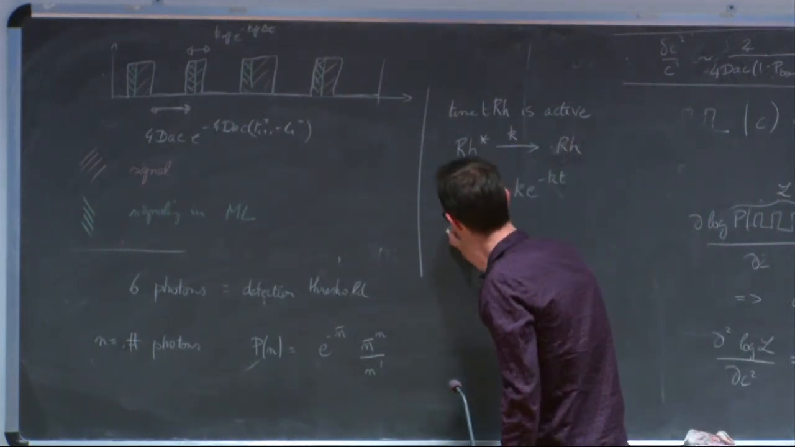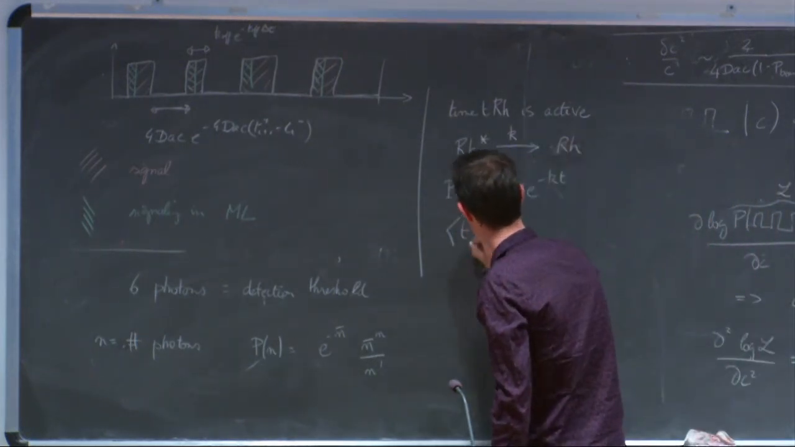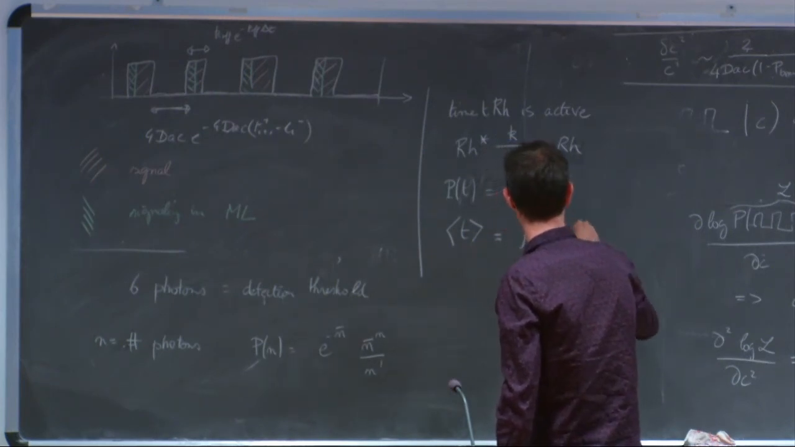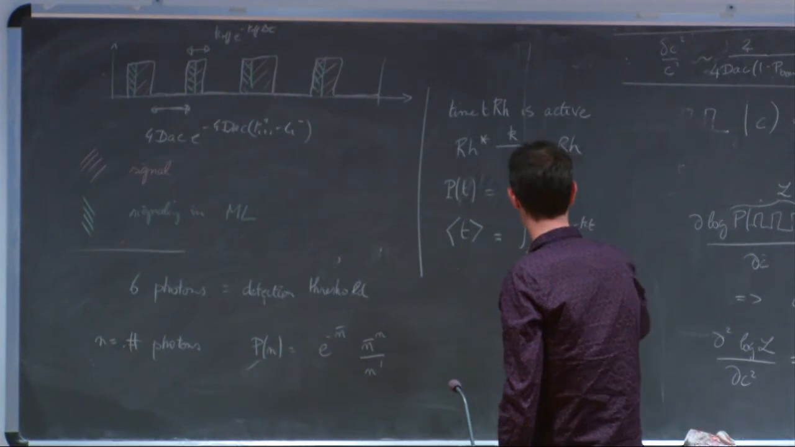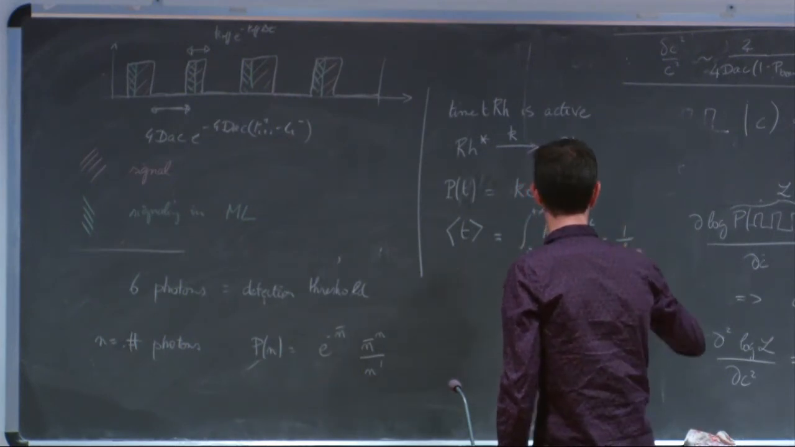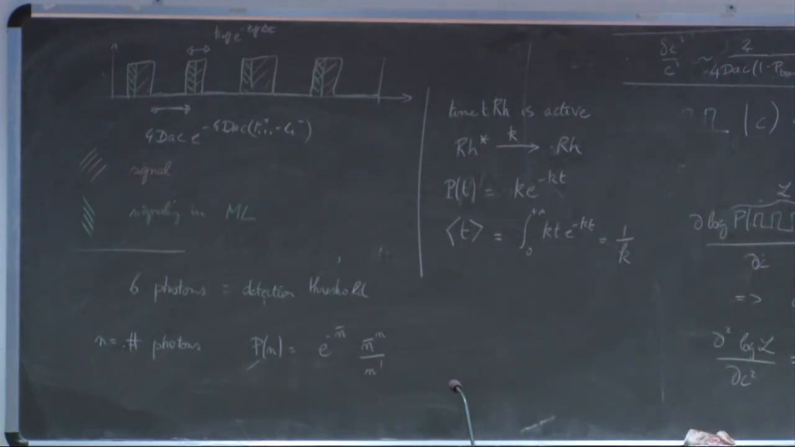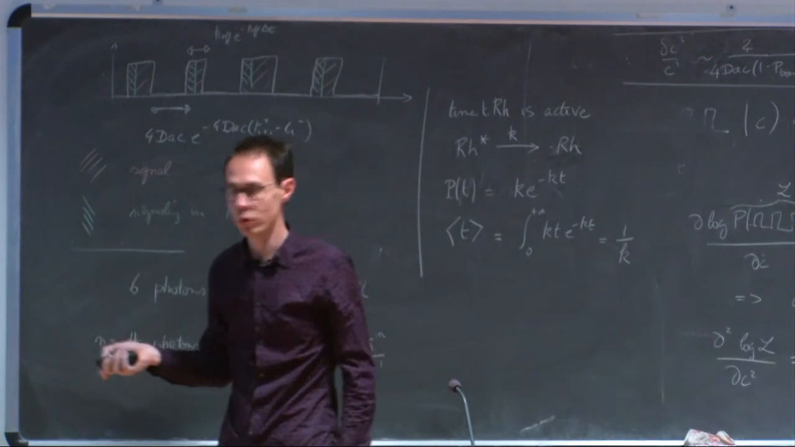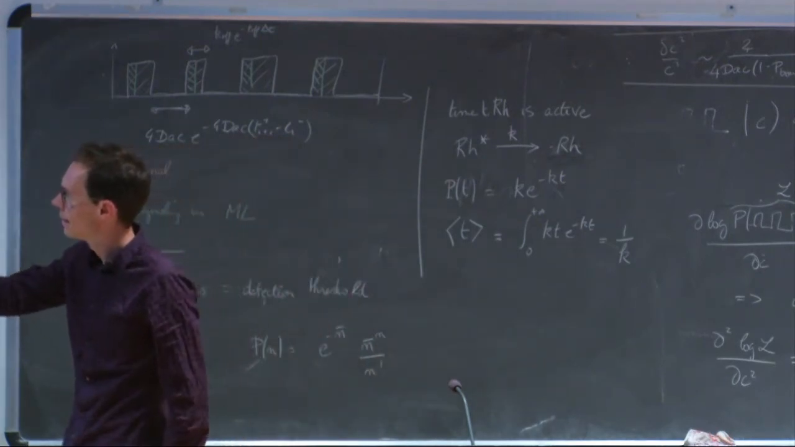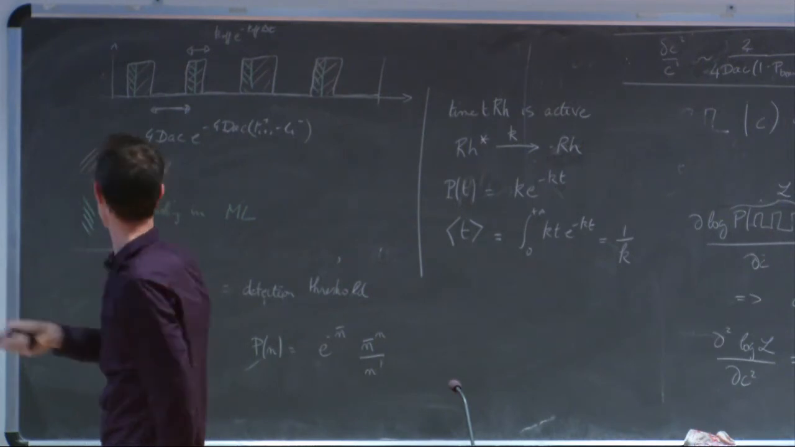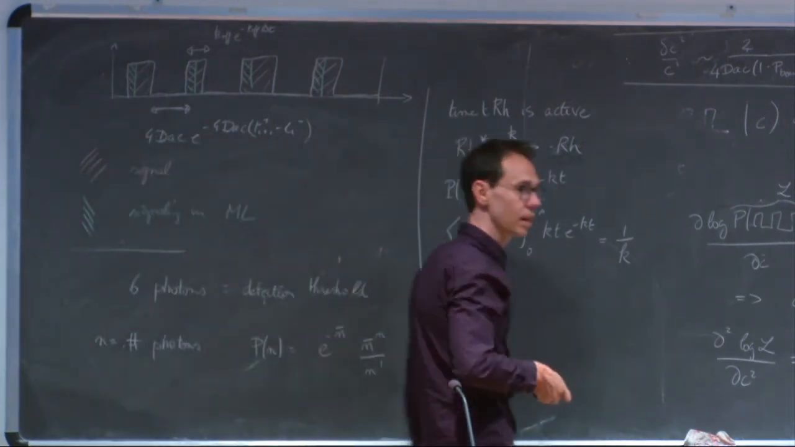So, of course, the average time it will remain active, well, you know the answer. It's 1 over k, right? This would be the average effect of each photon absorption. At the end of the day, you expect something like this. It will be proportional to the time it remains active.